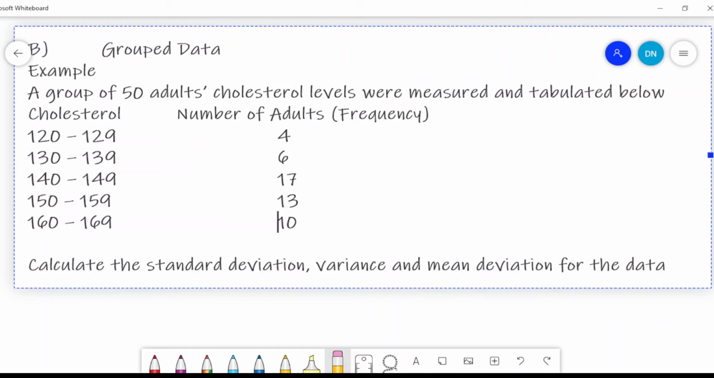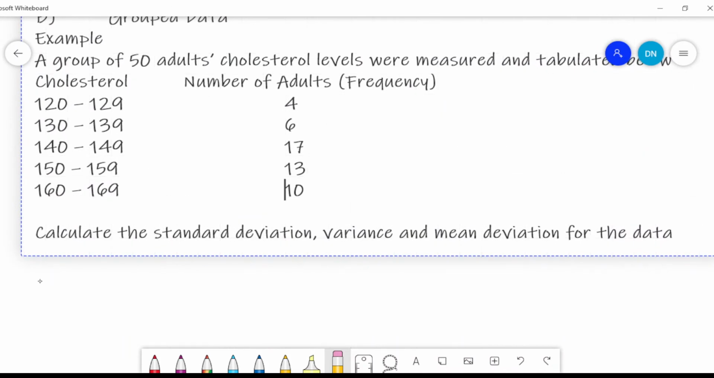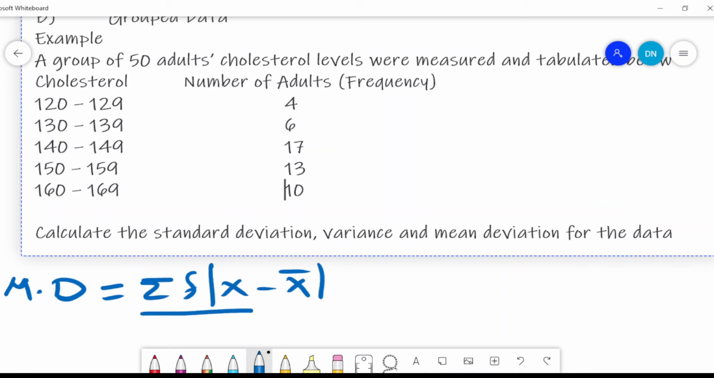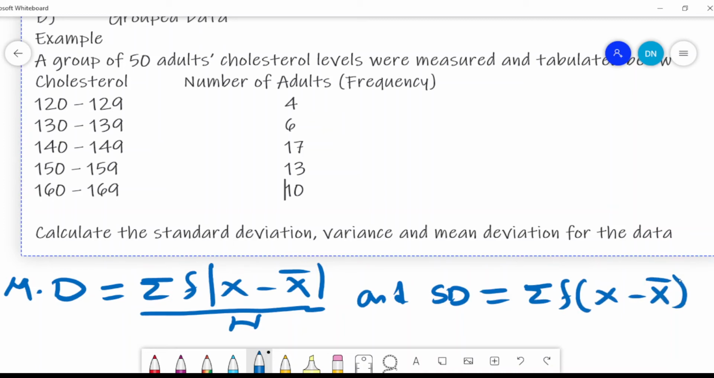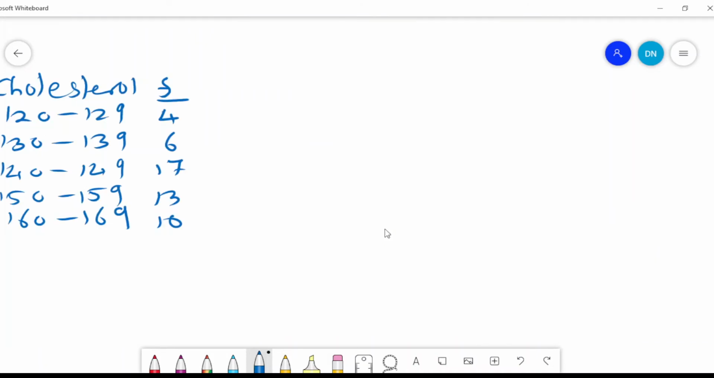We are told to calculate the standard deviation, the variance, and the mean deviation for the data. So the first step is to itemize the formulas that we are going to use. For the mean deviation, it is given by the summation of f times the absolute value of x minus x bar, divided by n. And for the standard deviation, it is equal to the summation of f times x minus x bar squared, divided by n, and then we get the square root of those values. So that is what we want, the formulas.